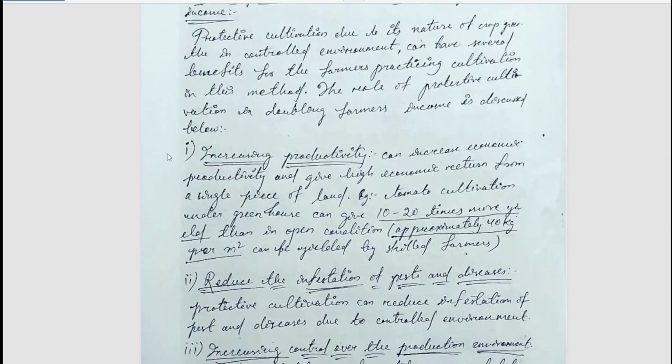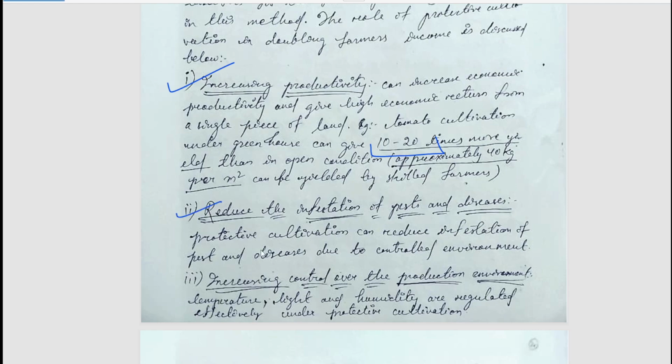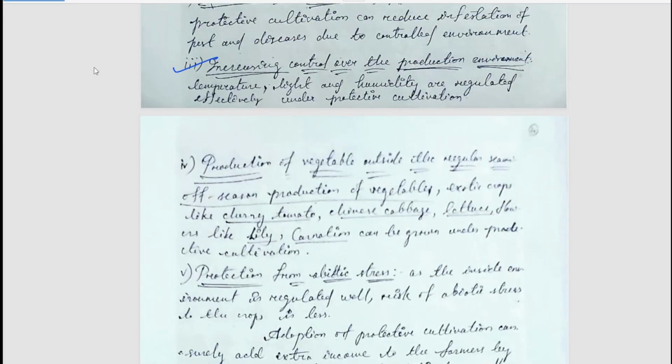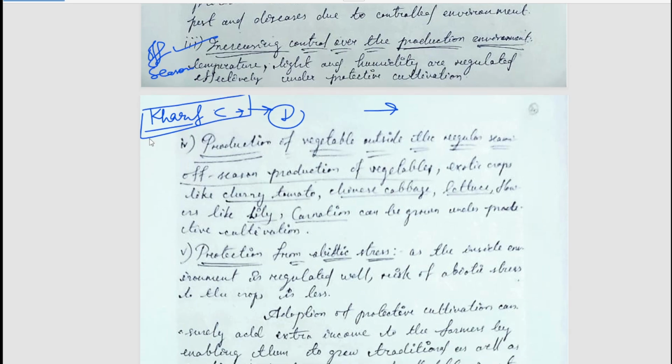Obviously, they will lead to increased productivity. Many times 10 to 20 times more fruits can be grown. They reduce pests and infestation, and obviously it will be well monitored. There is more control over the production environment, due to which we can grow off seasons also. Suppose there is a kharif crop that is very profitable for a farmer, but it can be grown in one season only. In protective cultivation, we can grow it in multiple seasons because we can create the microenvironment as per our own needs. So that can be helpful.